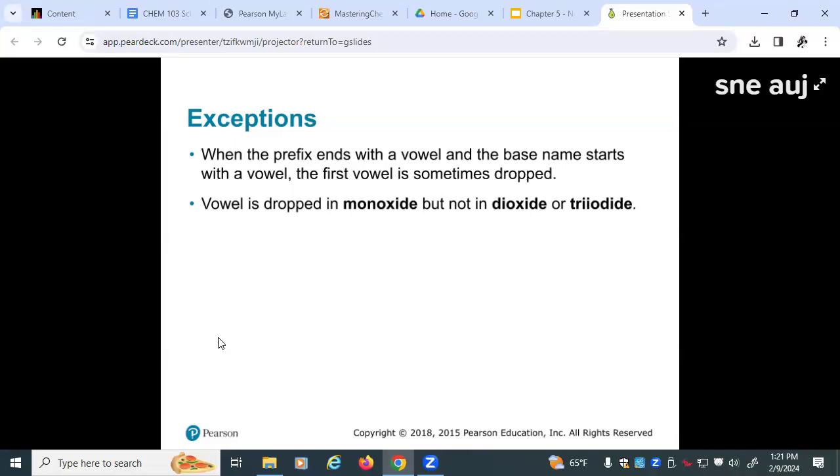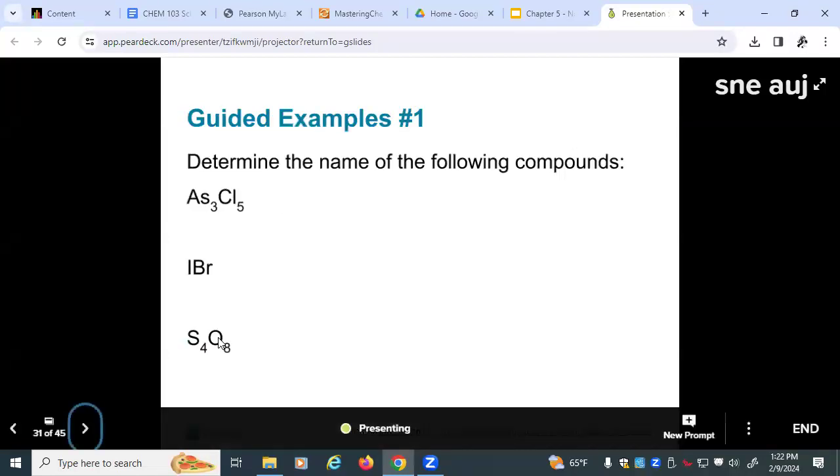So those are the primary exceptions around this molecular naming system. If the first one is mono, we don't have to say mono. If we end up with a double O sound or an OA sound, we can omit one of the vowels. Let's take a look at some examples.